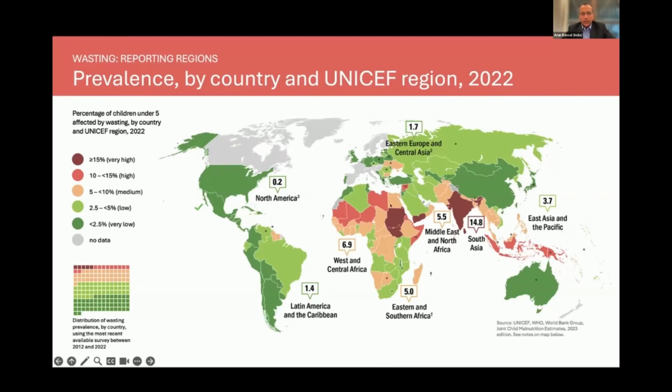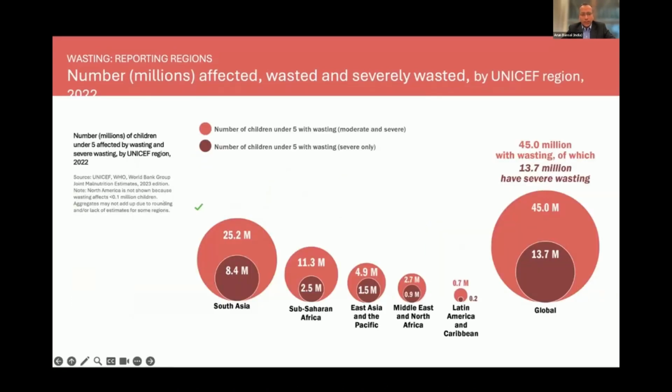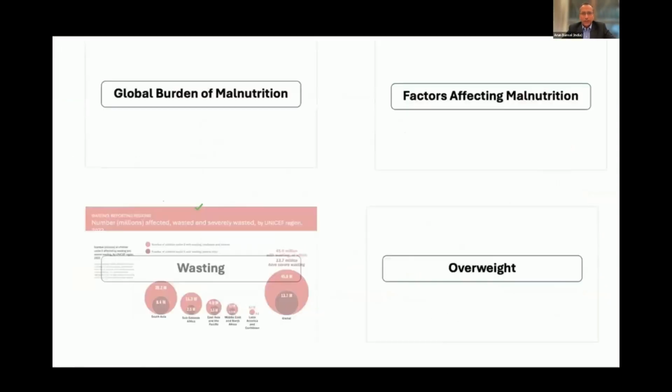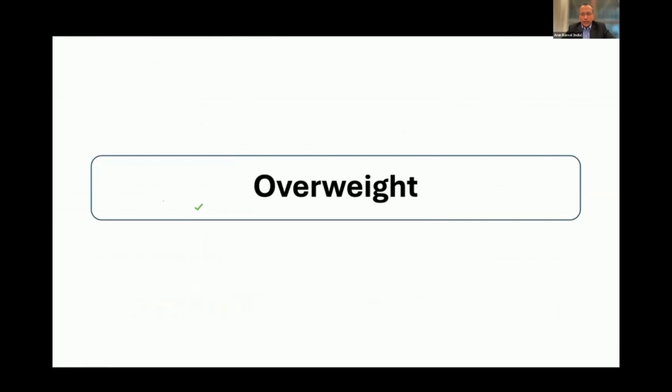And as you can appreciate, it is mainly the South Asia and the sub-Saharan African countries where it is more common. Again, South Asia and sub-Saharan Africa are where the global burden lies, which is contributing to wasting. And the other important point is that many countries are a double hit, that is, they have both underweight and overweight.